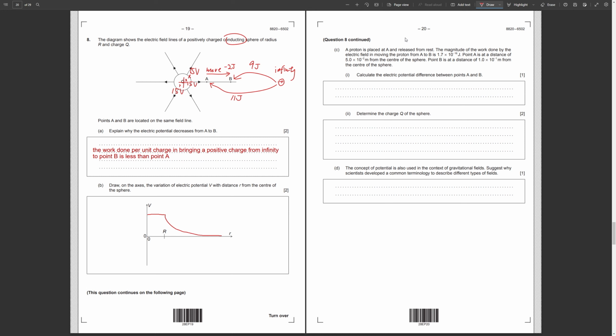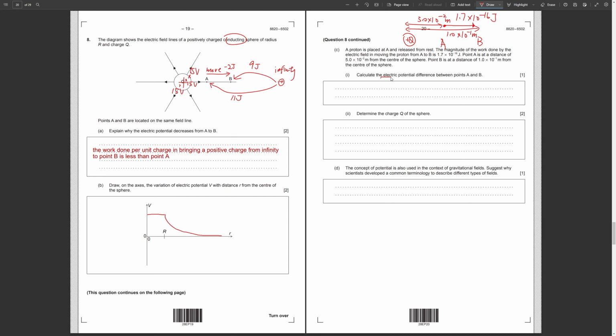Question part C, there are too many words. Let's make a drawing to make everything visualized. Starting with the positive Q at the center, and then you have position A, which is at a distance of 5.0 times 10 to the power of negative 2 meter away. The other one is position B, and it is 1.0 times 10 to the power of negative 1 meter. Lastly, the motion of a proton moving from A to B is requiring a certain work done, 1.7 times 10 to the power of negative 16 joules.